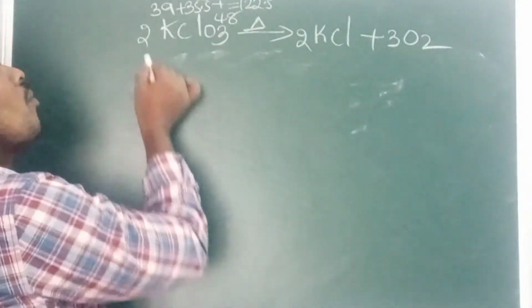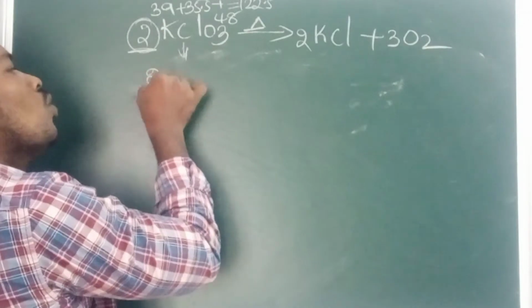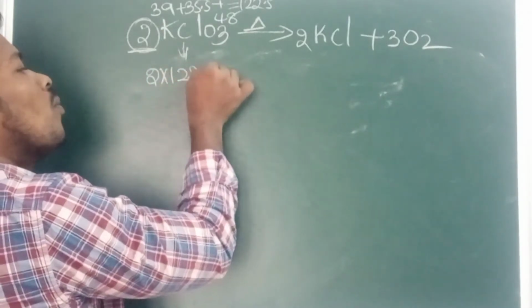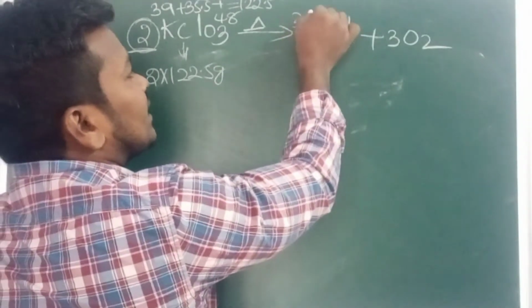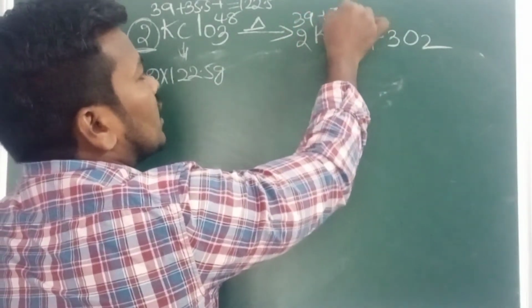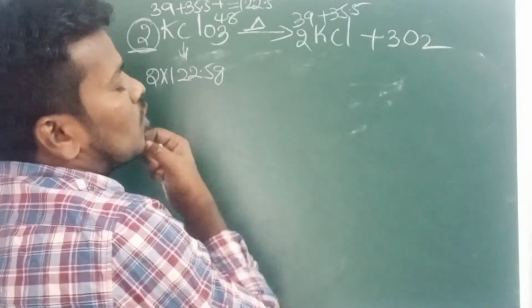122.5 it will come. But here, what is there? Here 2 moles. So 2 into 122.5 grams I am considering. Now potassium 39 plus chlorine 35.5. So 35.5 plus 39 is equal to 74.5.